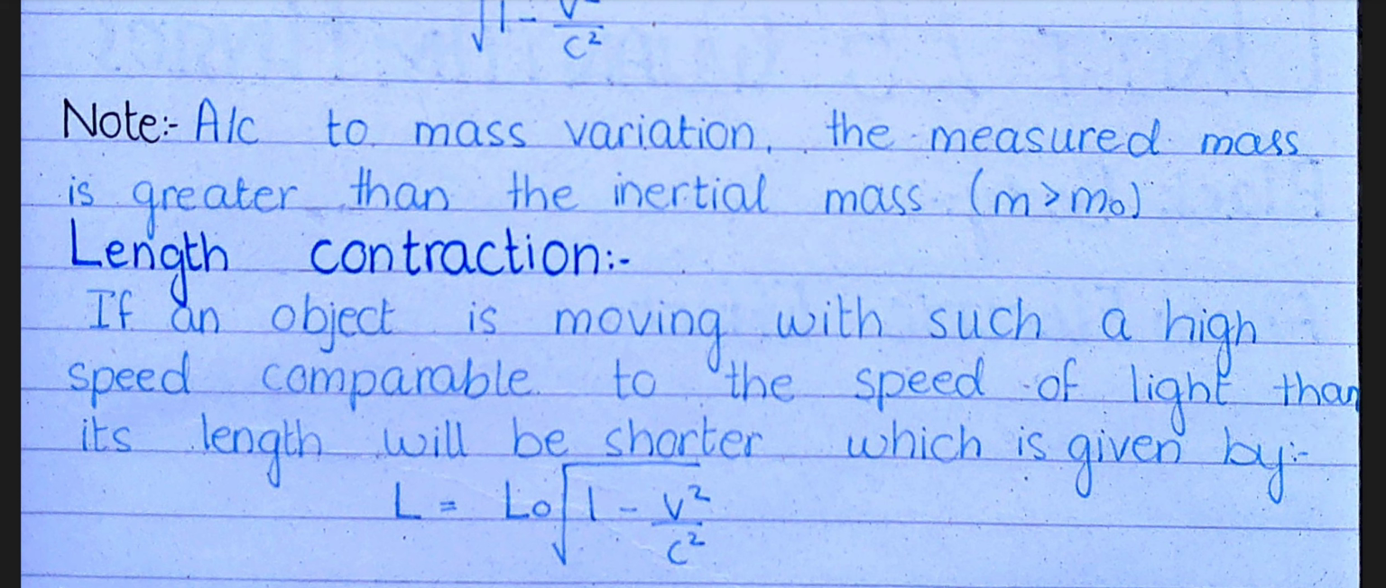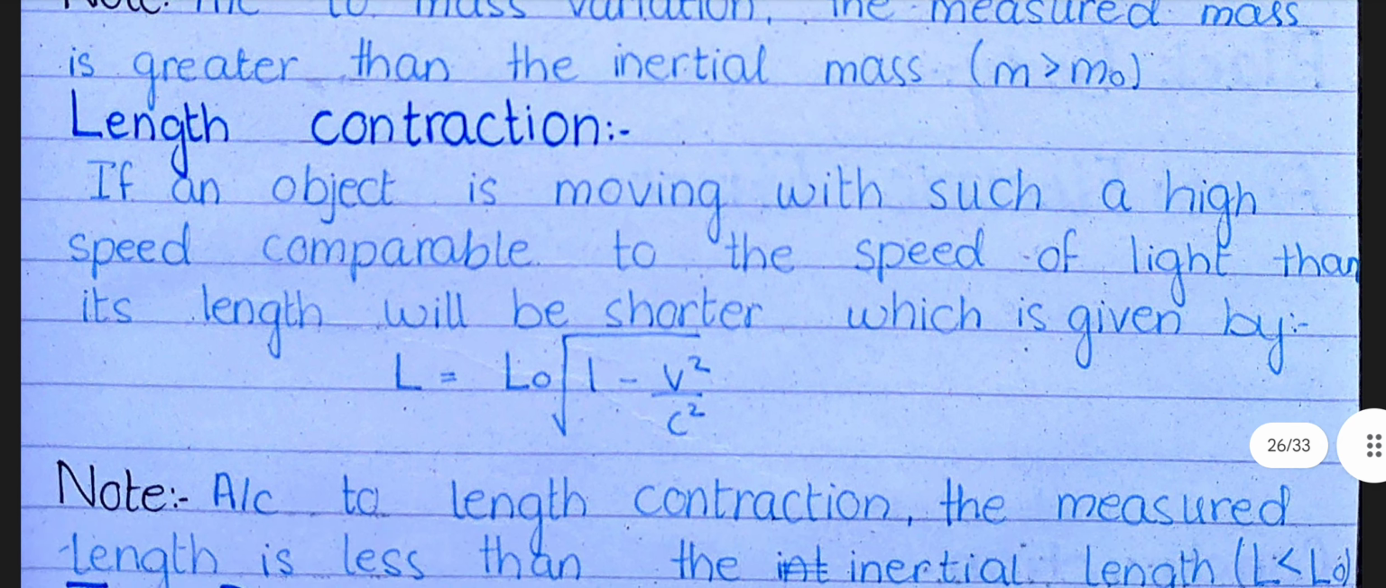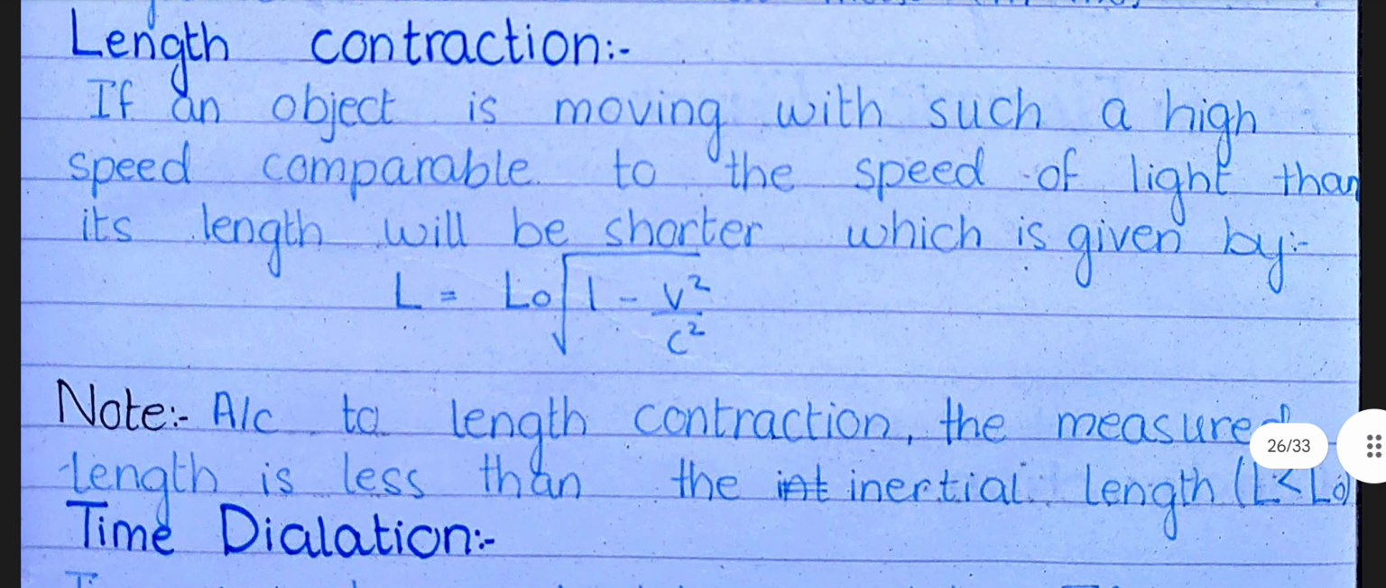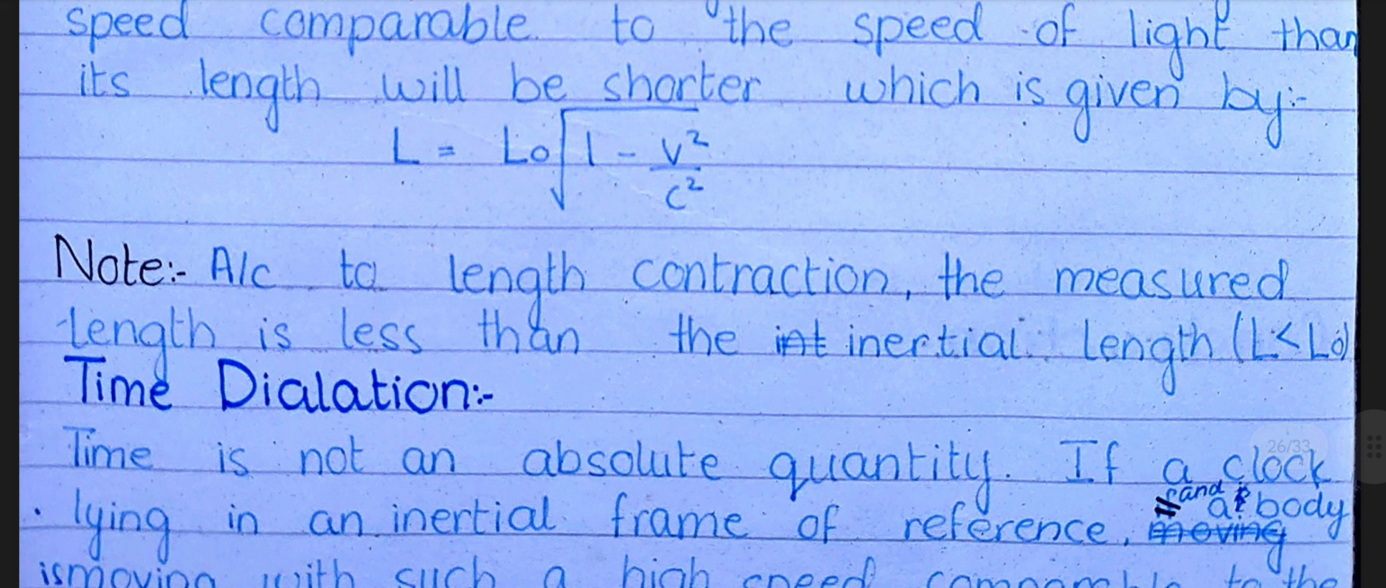Length contraction: if an object is moving with such a high speed, comparable to the speed of light, then its length will be shorter, which is given by L equals L naught under root 1 minus v square upon c square. Note: according to length contraction, the measured length is less than the inertial length. L is less than L naught.